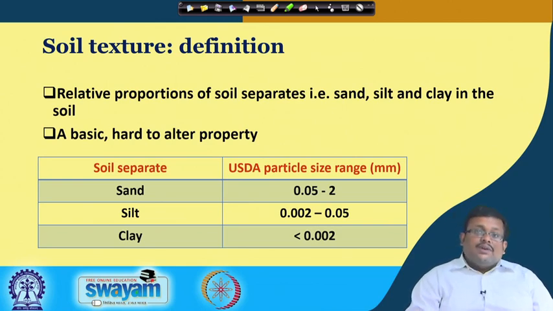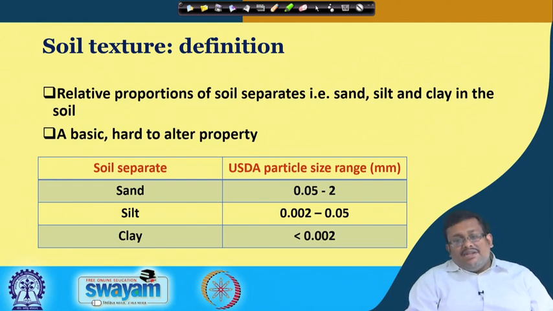So, let us start with soil texture. The definition of soil texture says it is the relative proportion of soil separates, that is, the relative proportion of sand, silt and clay in the soil. Remember that it is a basic property that is very hard to alter. It is more or less constant and you cannot change it.